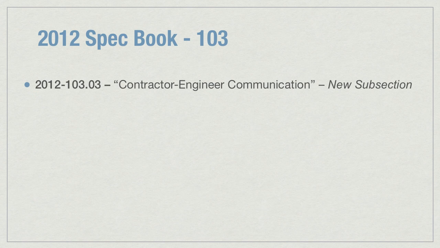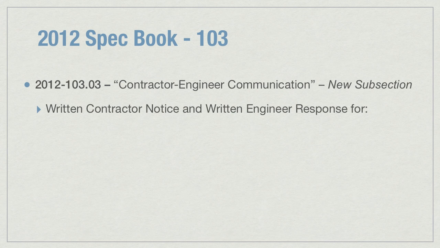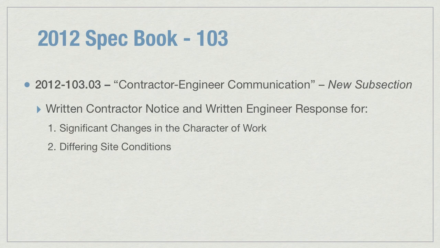Subsection 103.03, Contractor-Engineer Communication, is a new subsection in the 2012 book. It gives requirements for written contractor notice and written engineer response for significant changes in the character of work, differing site conditions, or suspension of work ordered by the engineer.